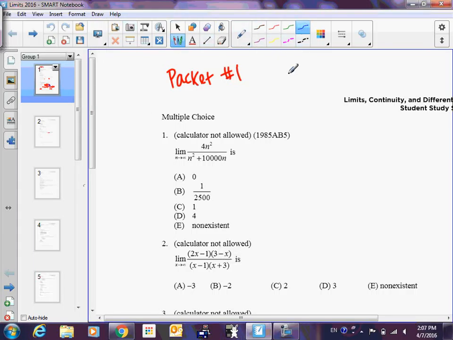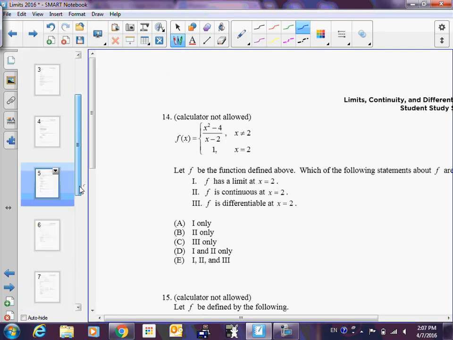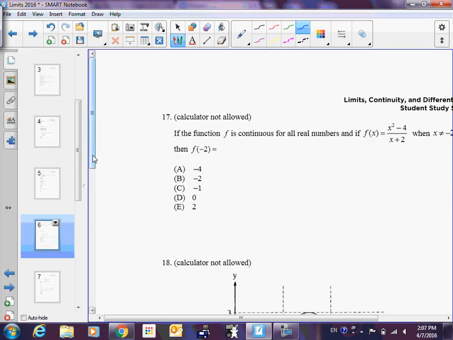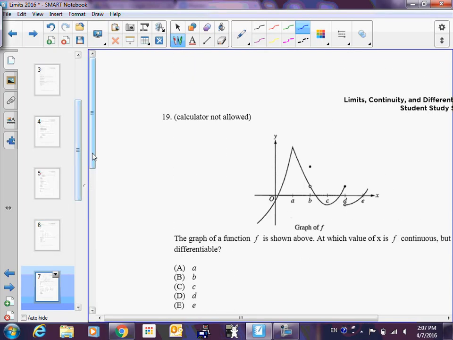Okay, so this is packet number 1. This is day number 2. We're going to work a couple problems. I want you to turn all the way to number 19. I think it's actually on this page.